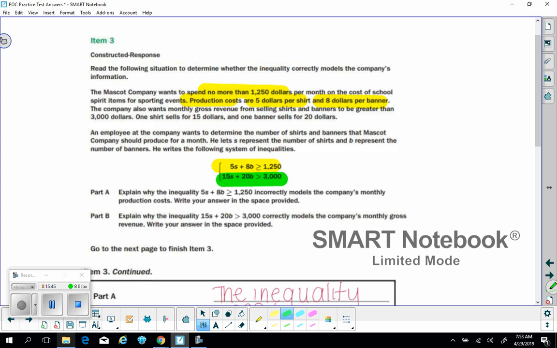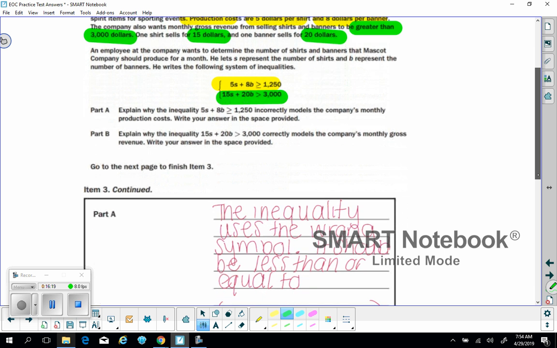So we have this equation. I'm going to look for those numbers in the problem. $3,000, $15, $20, great. Okay, so they say they want their revenue to be greater than $3,000. What symbol did they use? I heard it. Greater than. They used greater than. They said they wanted greater than. They told us it was right, so you just say that. You can write down the words from up in the problem.